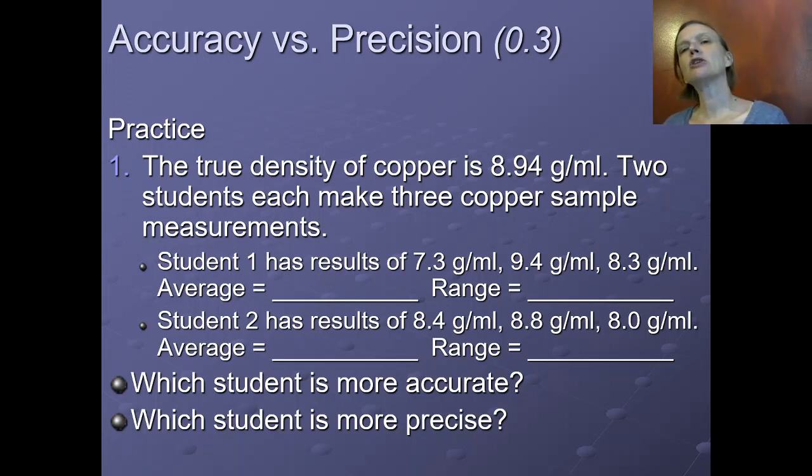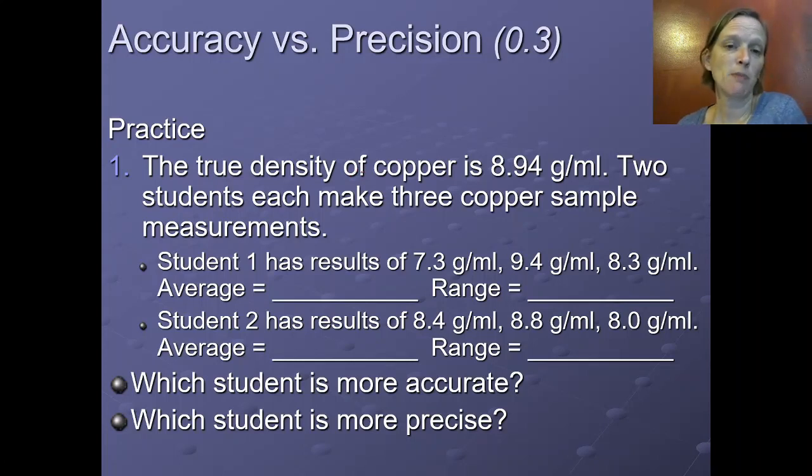So what does this mean in terms of measurement? How do you look at some measurements and decide whether they're accurate or precise or both? Well, let's look at this example. The true density of copper is 8.94 grams per milliliter. Two students each make 3 copper sample measurements. Student 1 has these three results, and student 2 has these 3 results. And I want to know which student is more accurate, and I want to know which student is more precise.